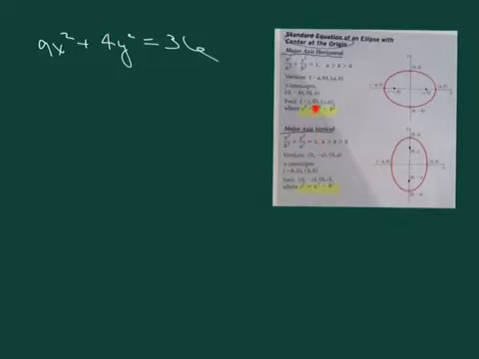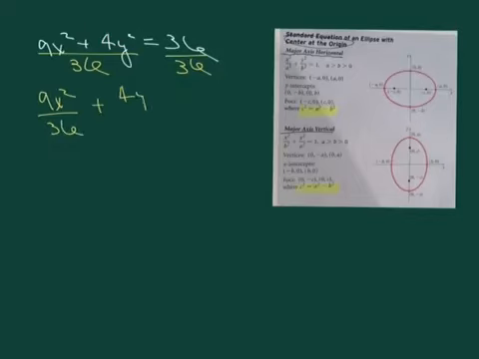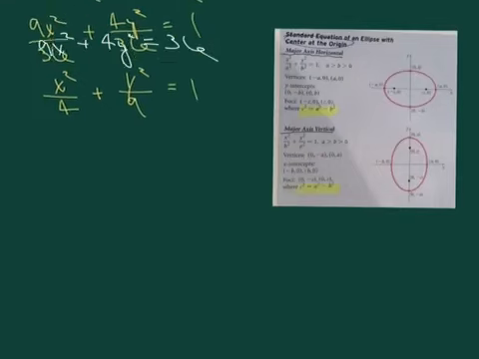So, first of all, I know that this has to be a 1. So I need to change that 36 to a 1. That's the first thing I'm going to do. So how do I do that? Divide both sides by 36. So I have 9x squared over 36 plus 4y squared over 36 equals 1. I'm going to reduce the 9 over 36 to x squared over 4. And 4 over 36 is 1 over 9, and that equals 1. Okay, so far, not too bad.